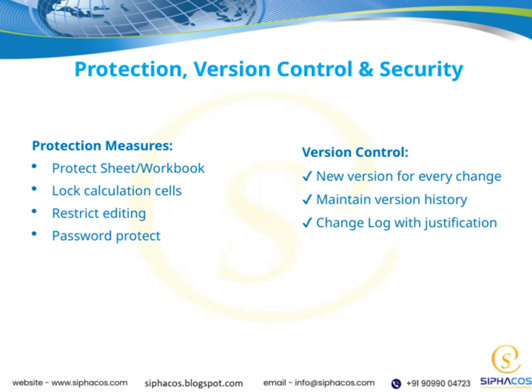Restricting editing rights helps us control who can make changes, and password protection adds an extra layer of security, making sure only authorized users can access sensitive information. All these measures work together to keep our data safe, accurate, and reliable, which ties back to our overall goal of maintaining integrity and security in our work.